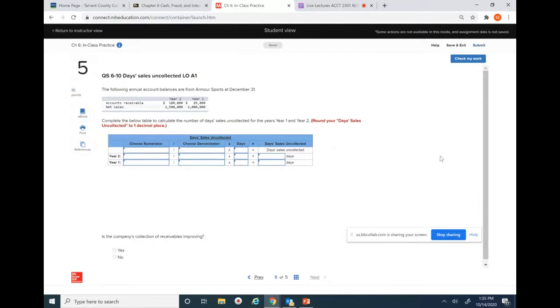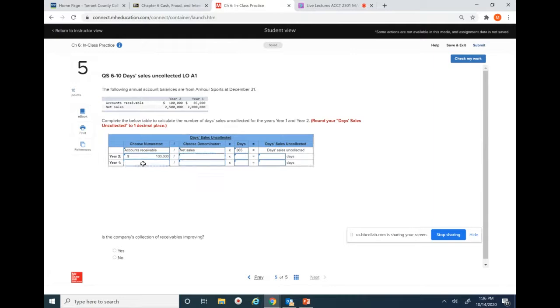Here's the next problem. We're given accounts receivable and net sales for 2 years. So to calculate the ratio, I'll take accounts receivable and then divide that number by net sales. That would give me the ratio, which I will multiply by 365 days. This will tell me how many days sales remain uncollected. So I can grab the information from up here. For year 1, I have accounts receivable of 100,000.